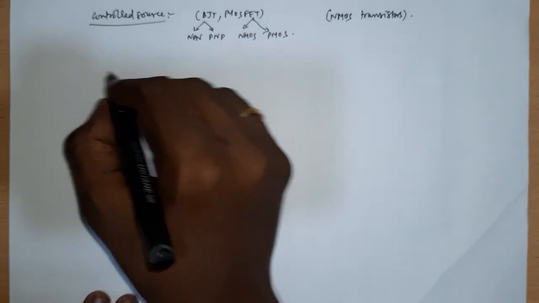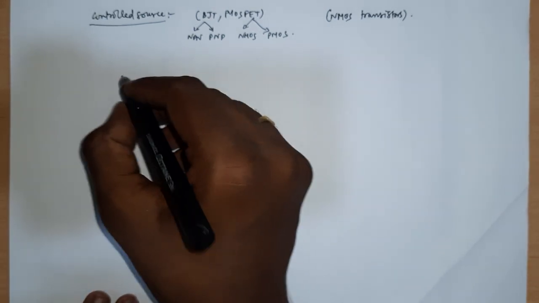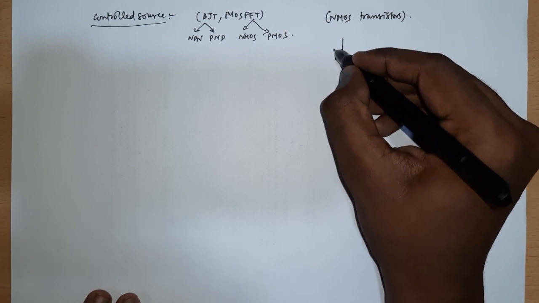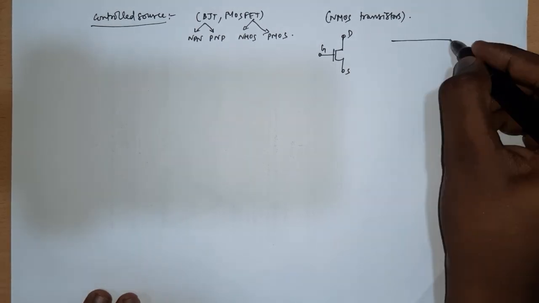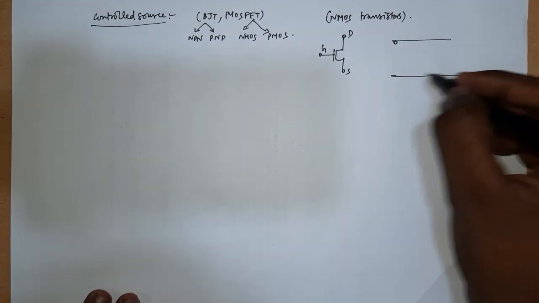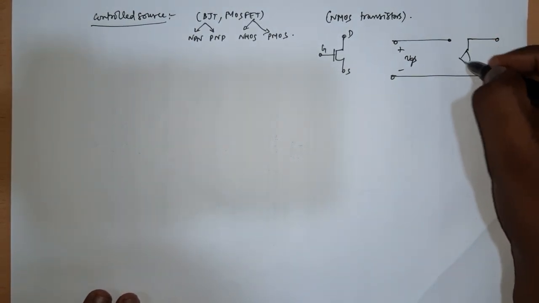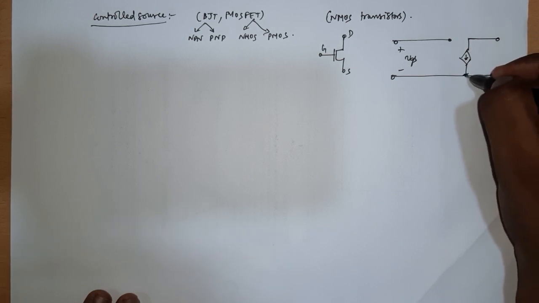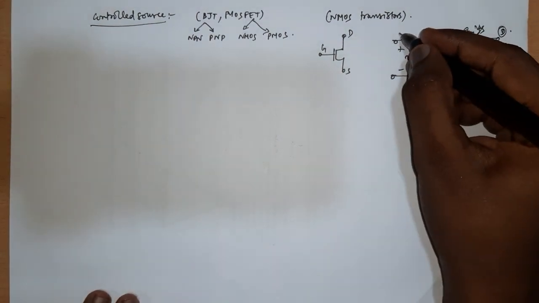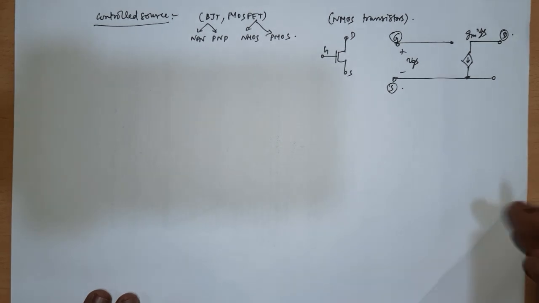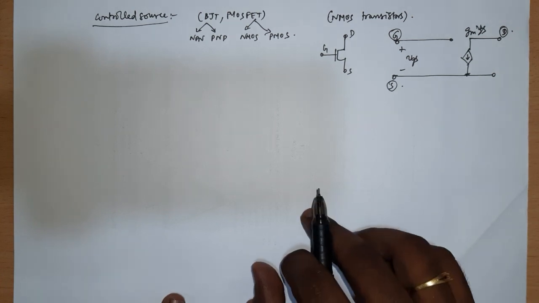As far as an NMOS transistor is concerned, you have drain, source, gate, and the incremental equivalent is something like this: VGS here and gm VGS. This is drain, this is gate, this is source. All right, this is what I have.